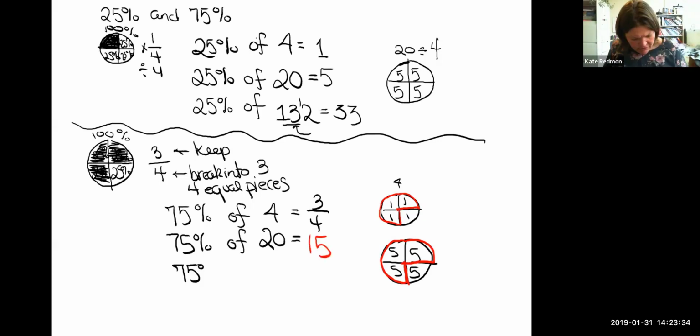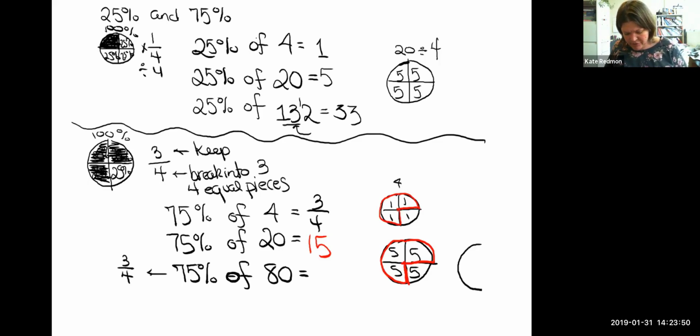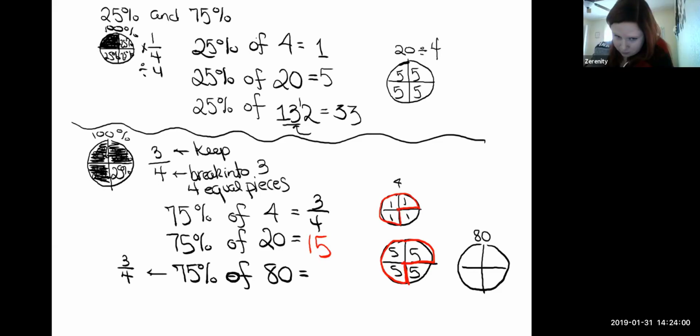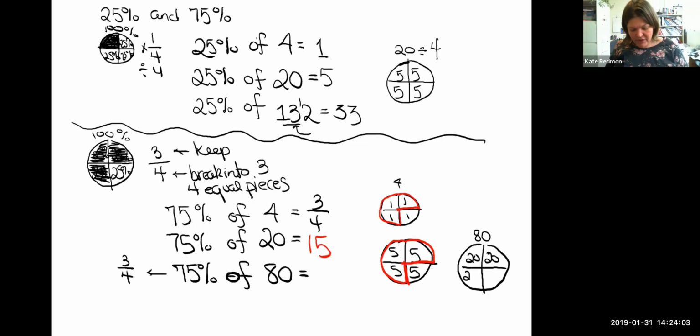Let's do 75% of 80. So again, we said 75% is taking 3/4 of something. So we could break 80 into 4 equal pieces. If I break 80 into 4 equal pieces, how much is each piece worth? 20. And then I want 3 of those quarters, 3 of those pieces. So if I took 3 of those pieces, how much would I end up with? 60. Exactly. 20, 40, 60.